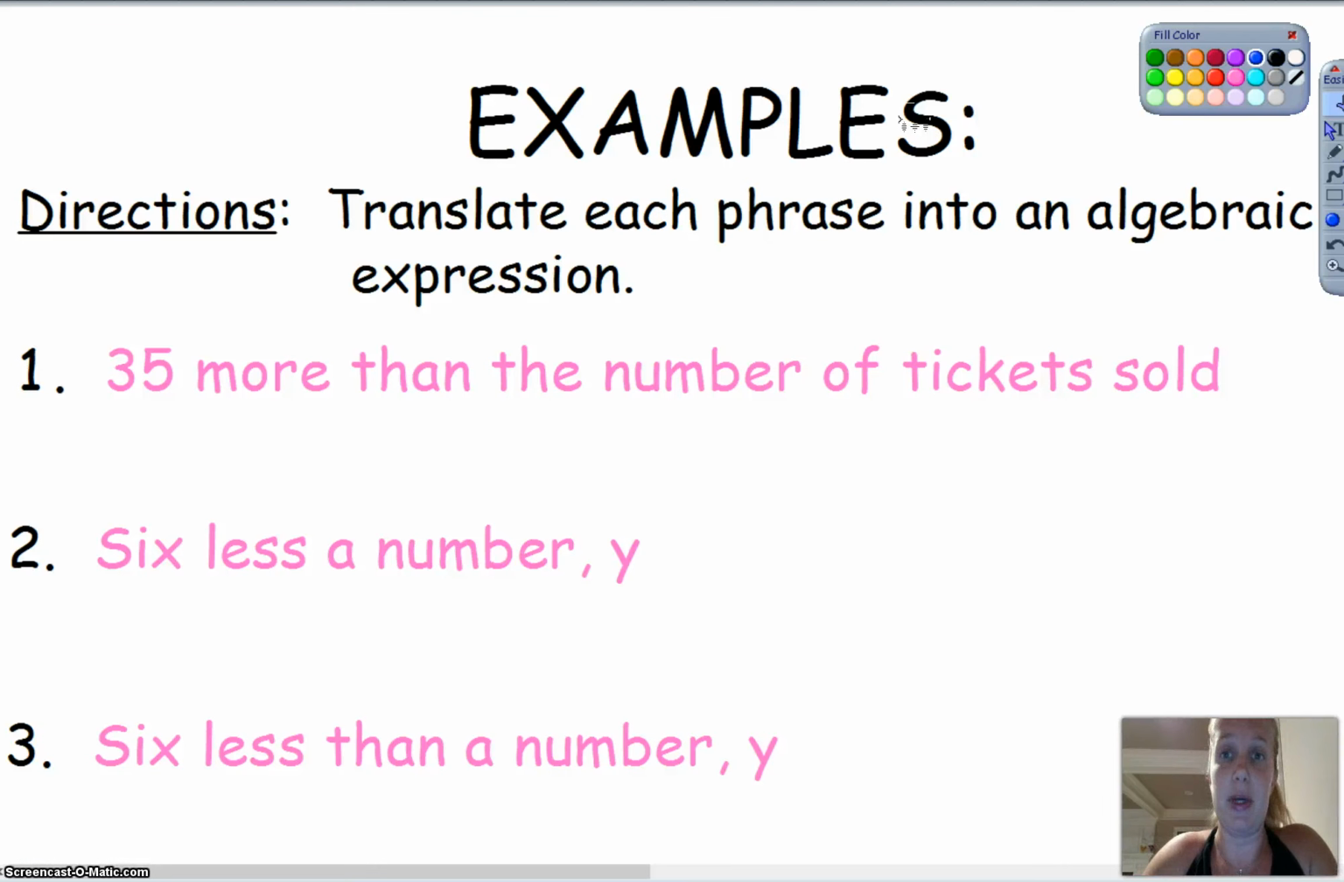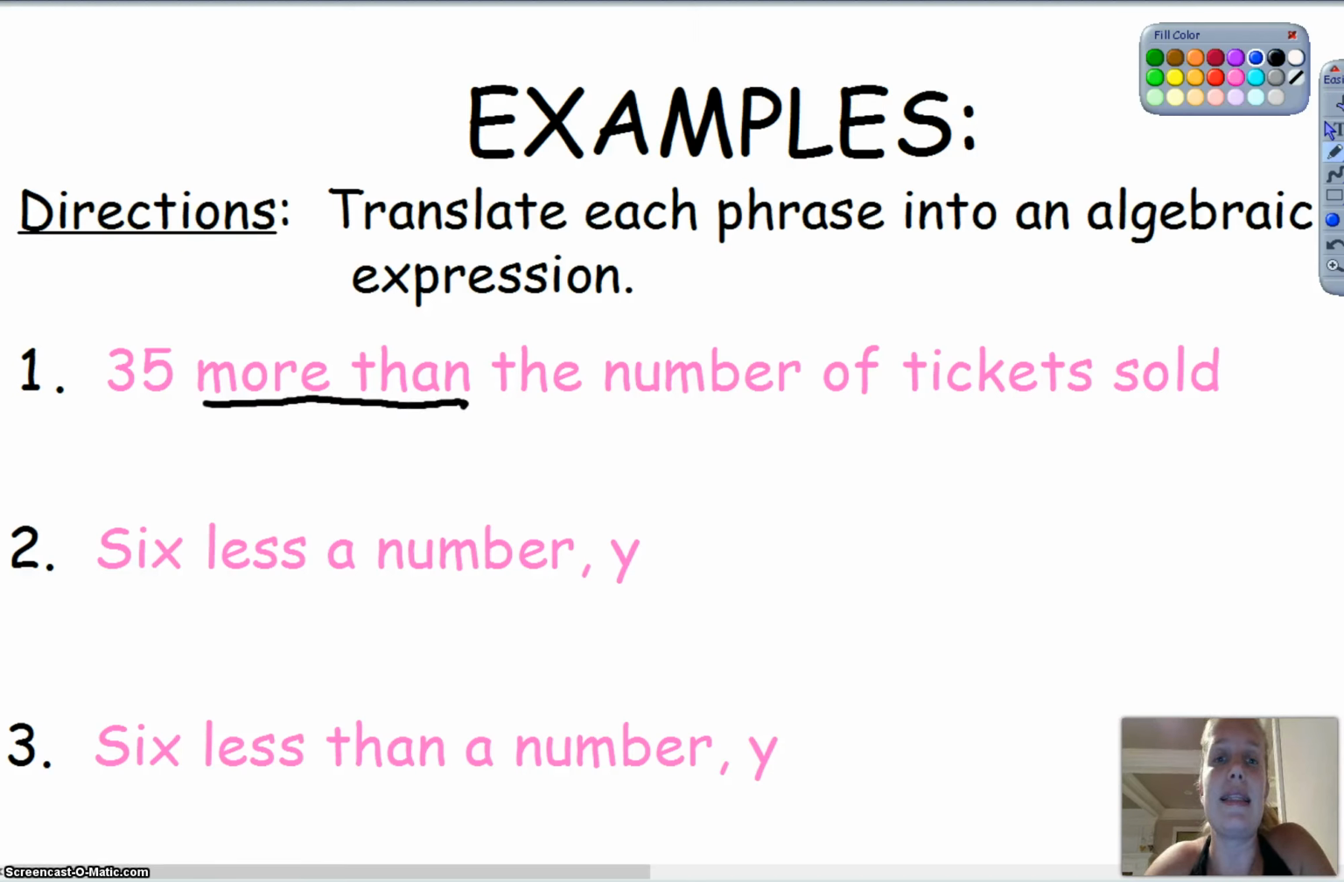Okay, so you're going to write down the word examples. You do not have to write down the directions. You do need to write down the examples, though, and do them with me. All right, so number 1, 35 more than the number of tickets sold. Now I see the words more than.